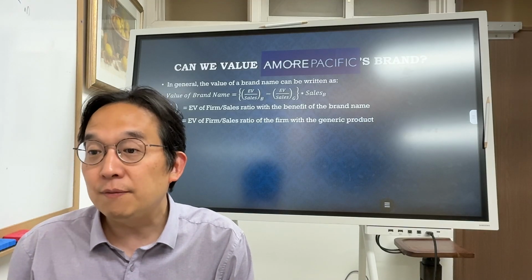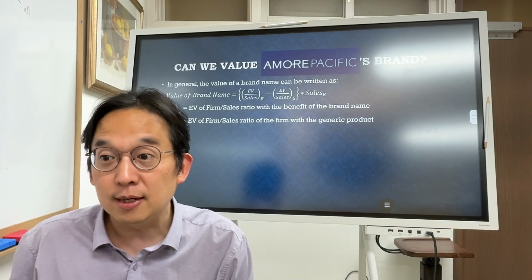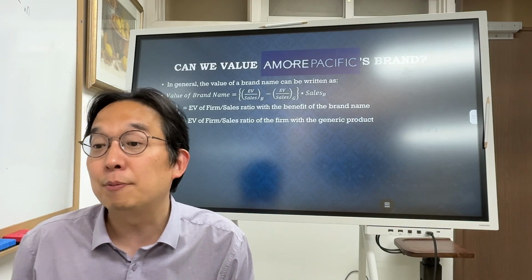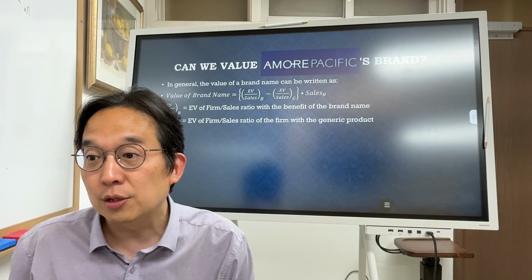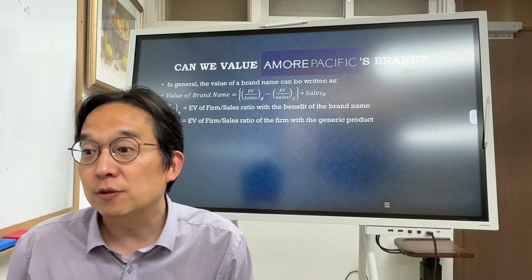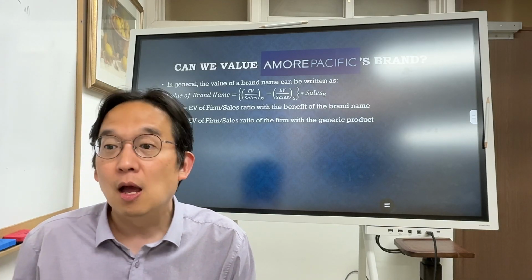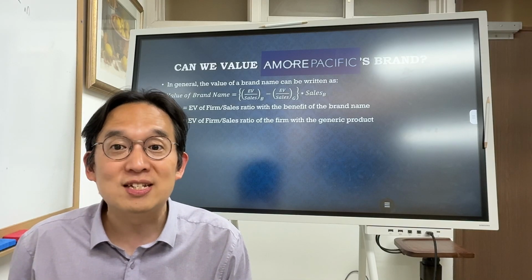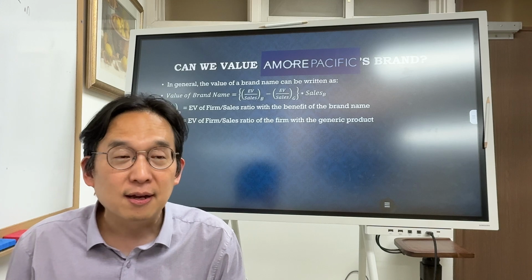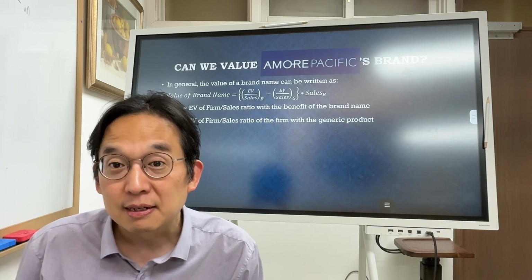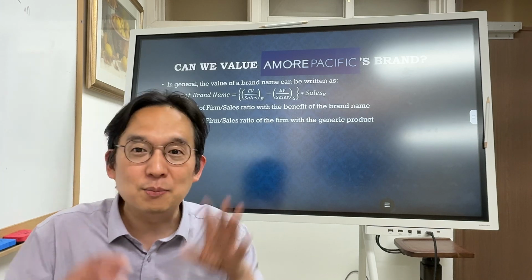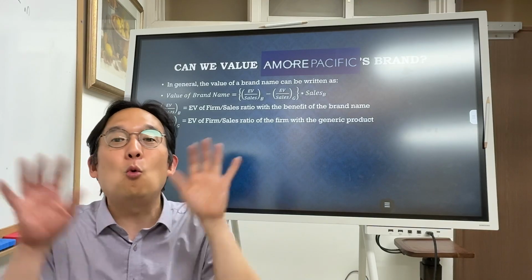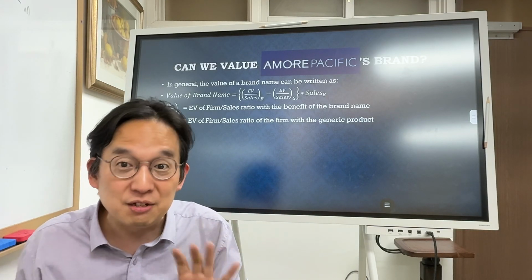EV to sales of B, where B means enterprise value to sales ratio with the benefit of the brand name. How about EV to sales of G? G stands for generic. What do I mean by generic? No brand, no signboard. A no-brand-equity company, generic.